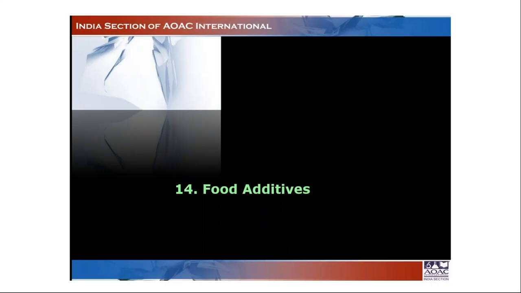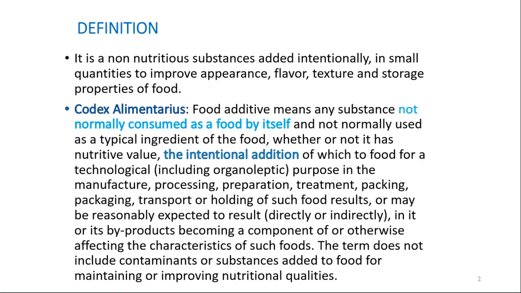Class is on food additives. So what is a food additive? A food additive is a non-nutritious substance which is added intentionally by a food business operator or an entrepreneur to actually improve the organoleptic properties of the food, probably the color, the flavor, texture, and also to help preserve the food for a longer time, especially the packaged food.